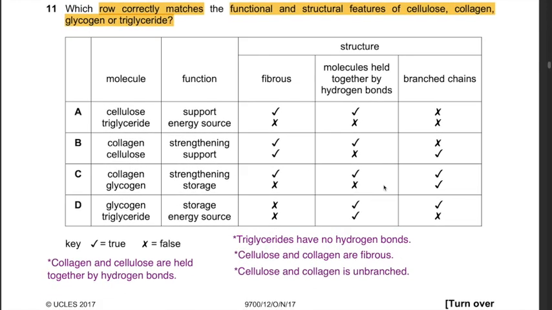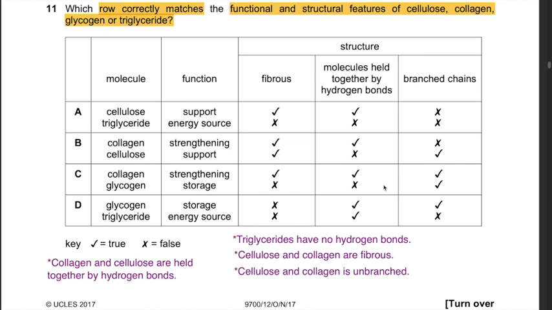Question 11. Which row correctly matches the functional and structural features of cellulose, collagen, glycogen or triglyceride? The molecules they have given are cellulose, triglyceride, collagen and glycogen. Key points you must remember are that cellulose and collagen are fibrous molecules, cellulose and collagen are unbranched, and triglycerides have no hydrogen bonds, whereas cellulose and collagen are held together by hydrogen bonds.